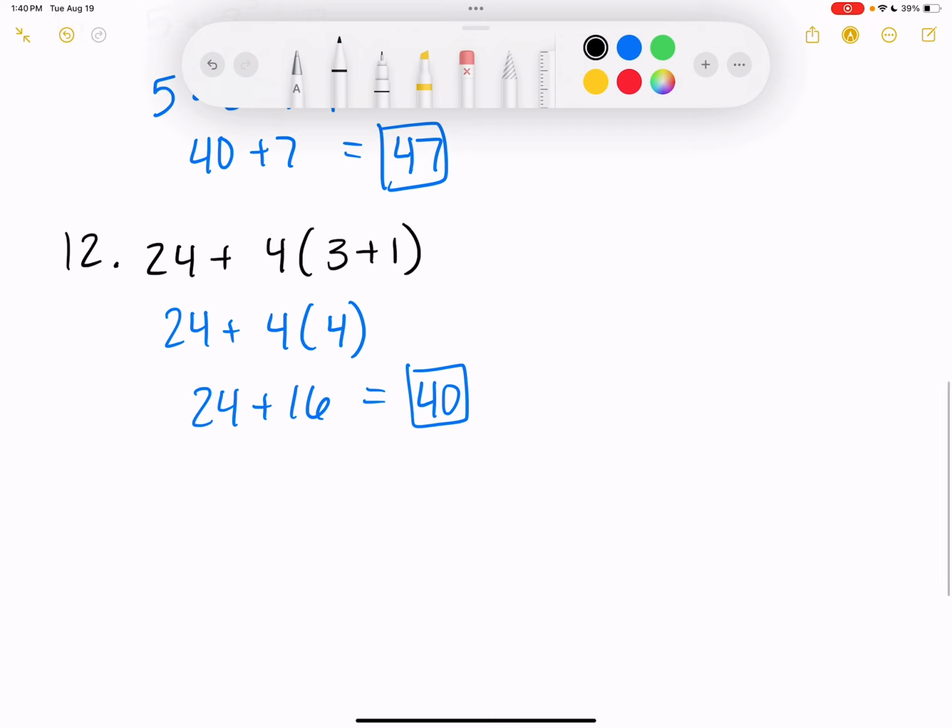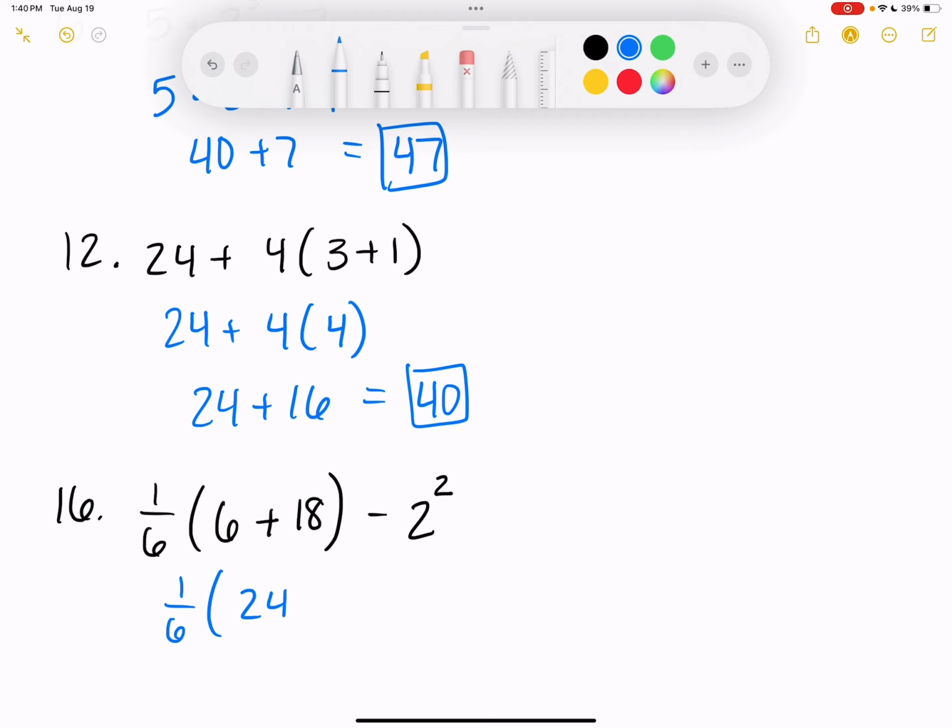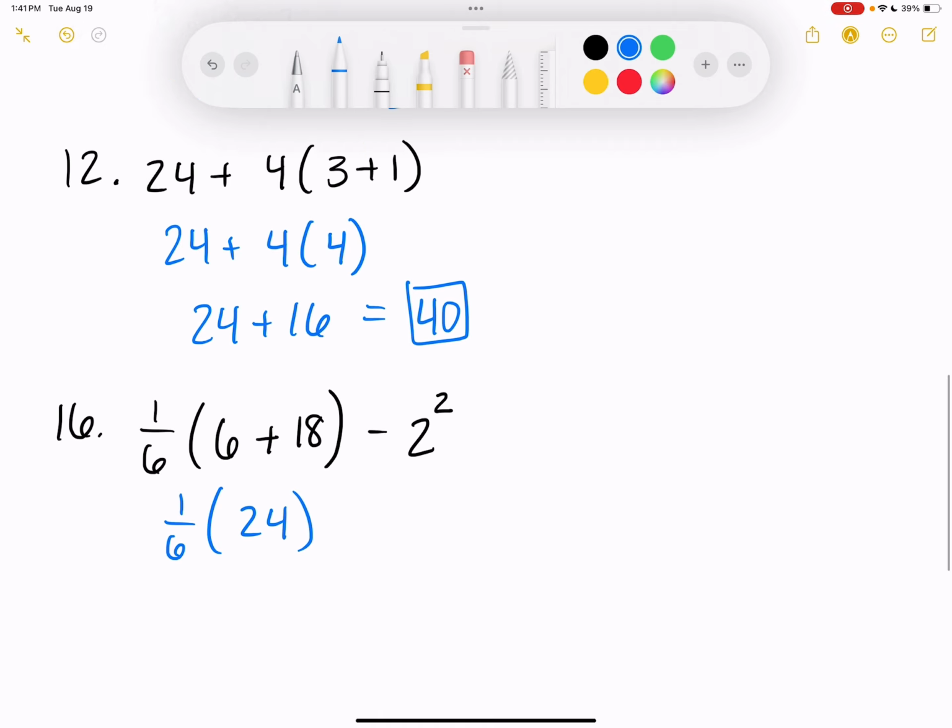16. 1/6 times 6 plus 18. That's all in parentheses. Minus 2 squared. What would be first on this one? 6 plus 18. Yep, so I've got 1/6 times 24 minus 2 squared. Then our next thing would be what? Nope. Yeah, exponents would have been next.